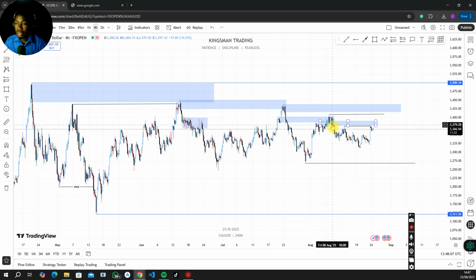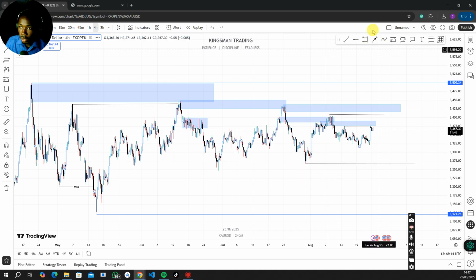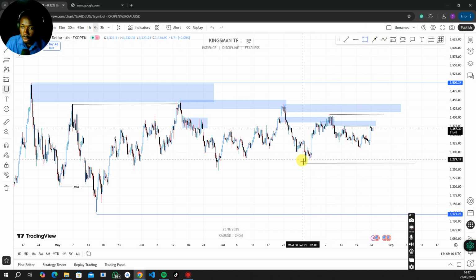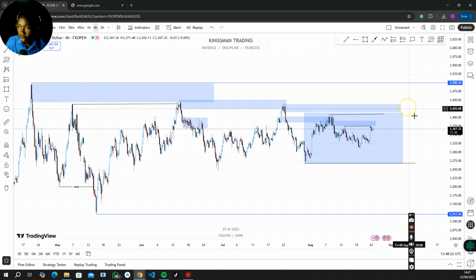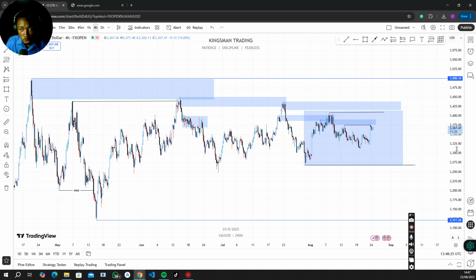Now, this entry model, this setup that I have here entirely is a substructure. This is not from the major structure. Now, I'm going to tell you the main setup that I'm supposed to be riding, which is this one here. So let me just say this can be a re-entry, since I already have my bias based on the chart narrative. So this is going to be a re-entry for the sell.